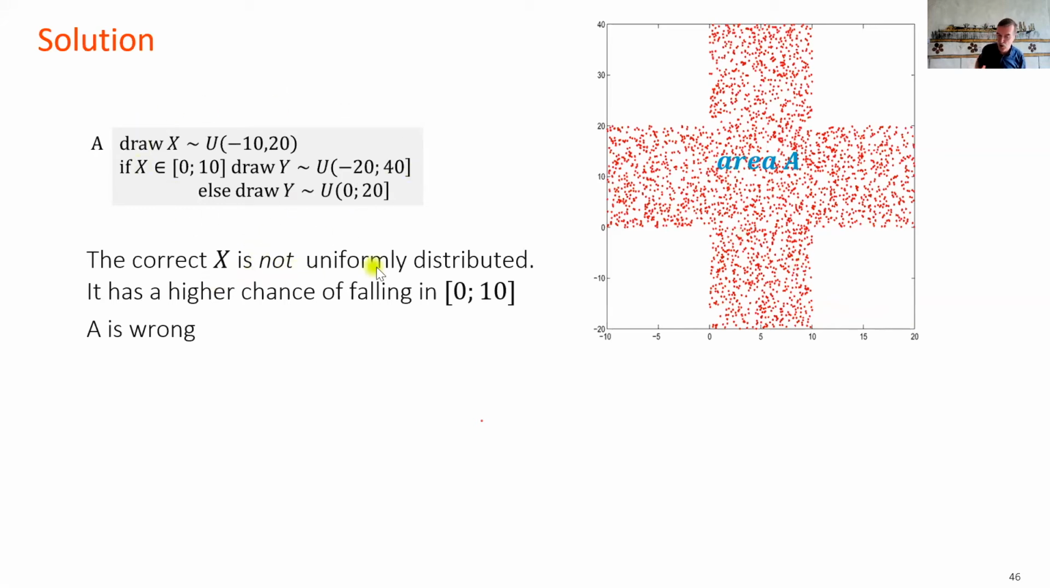So the correct X is not uniformly distributed on the X-axis. It has a higher chance of falling between 0 and 10. And we can see that this ratio is 3, because if we count the number of points here, roughly speaking, there are 3 times more points because the area is 3 times bigger. So that's why A is incorrect. And that's also an invitation to think carefully about independence, uniformity of marginal distributions. And also one technique to think about it is to reason about distributions, to imagine we do exactly what we did here. We do a simulation of a large number of points and we simply count.